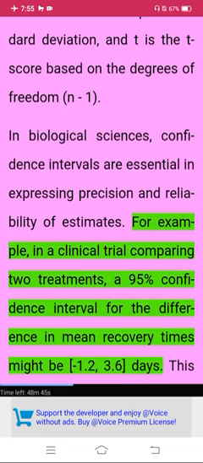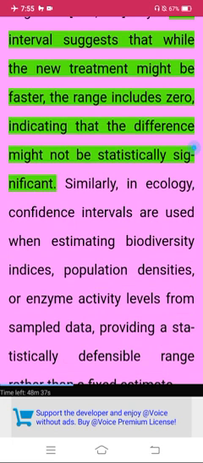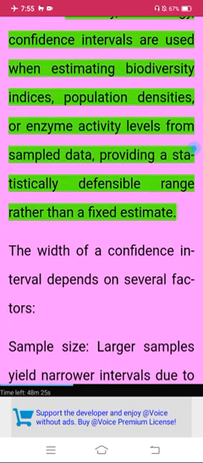For example, in a clinical trial comparing two treatments, a 95% confidence interval for the difference in mean recovery times might be -1.2 to 3.6 days. This interval suggests that while the new treatment might be faster, the range includes 0, indicating that the difference might not be statistically significant. Similarly, in ecology, confidence intervals are used when estimating biodiversity indices, population densities, or enzyme activity levels from sample data, providing a statistically defensible range rather than a fixed estimate.